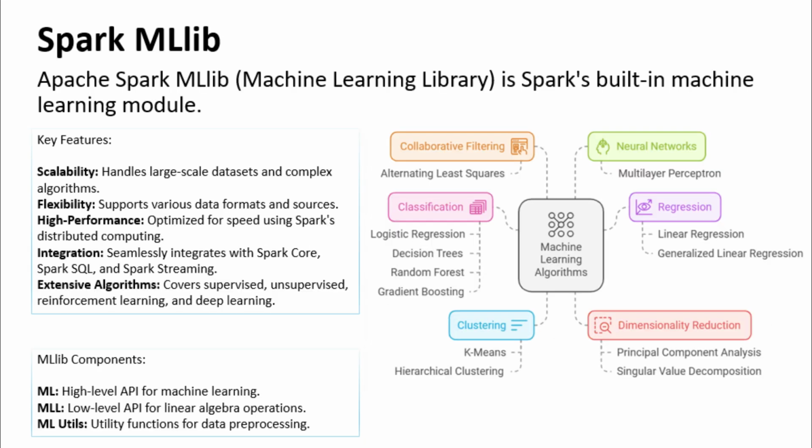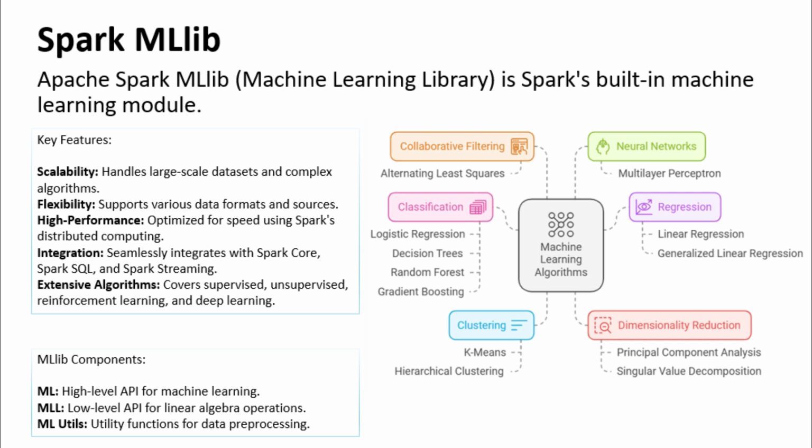Moving on to Spark MLlib. Spark MLlib is a library for machine learning algorithms, providing tools for classification, regression, clustering, and more. Key features include: 1. Scalability, 2. Flexibility, 3. High performance, 4. Integration with Spark Core, Spark SQL, and Spark Streaming. 5. Extensive algorithms.